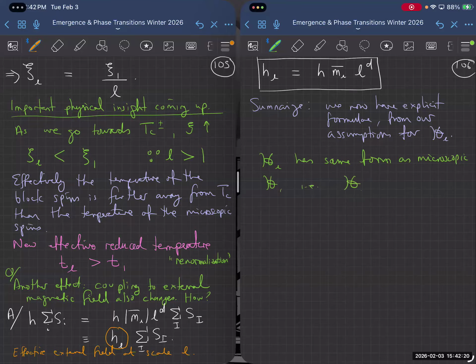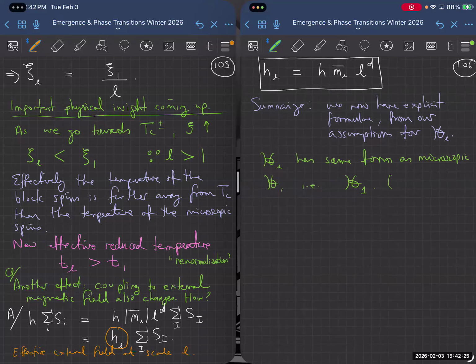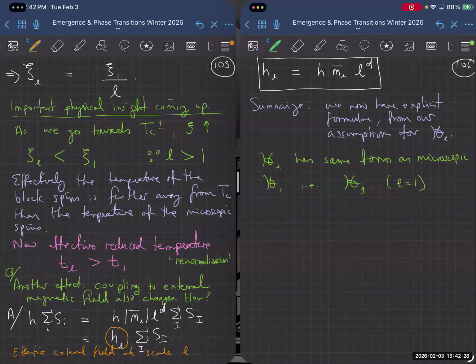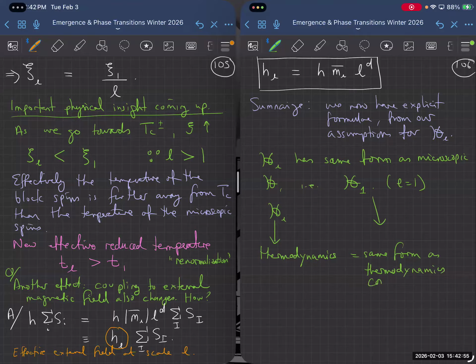I.e., you could call it H_1 if you wanted, right? So that means L is equal to 1. So that means that if I now take H_L and compute the thermodynamics, that will have the same form as the thermodynamics computed with a microscopic Hamiltonian.